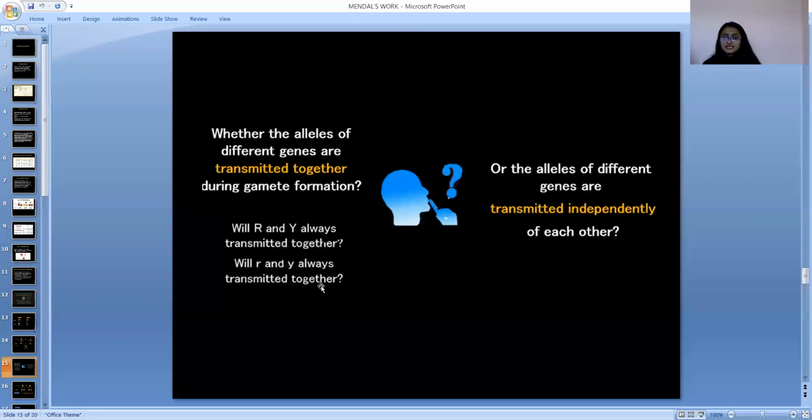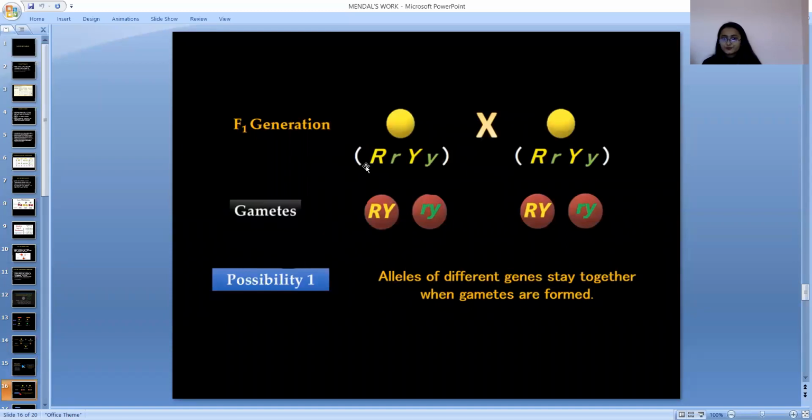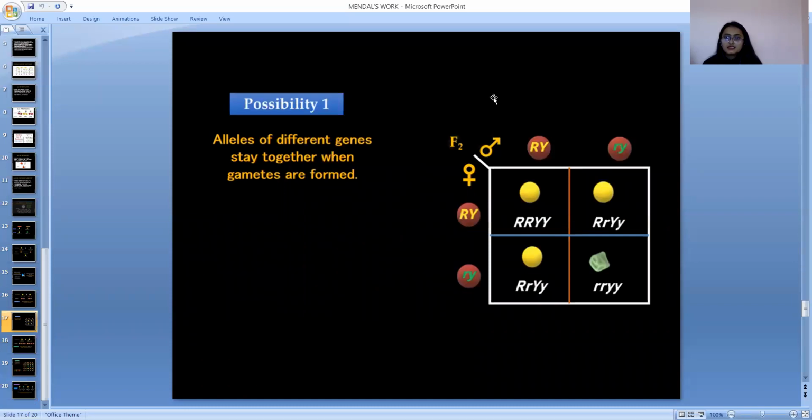The first possibility is alleles of different genes stay together. For example, these are the gametes, and they always stay together. ये RY और RR हमेशा साथ रहेंगे. They will not cross. ये पहली condition है, right? So अगर ये condition है तो क्या होने वाला है? So then हमेशा यही generation form होगी, right? Alleles of different genes stay together when gametes are formed. This is the first possibility.